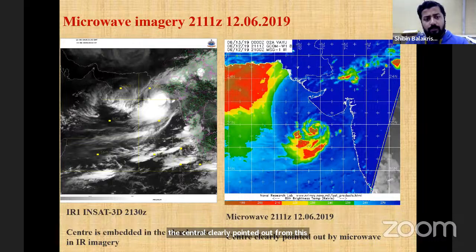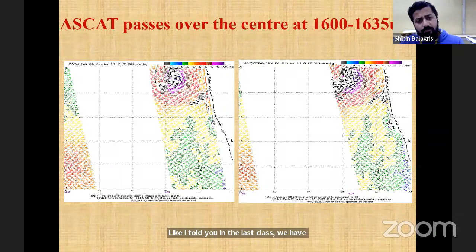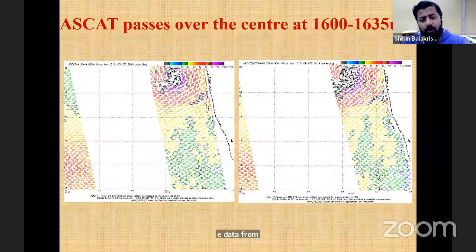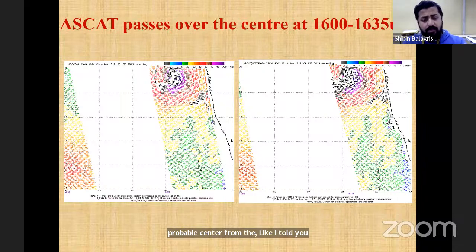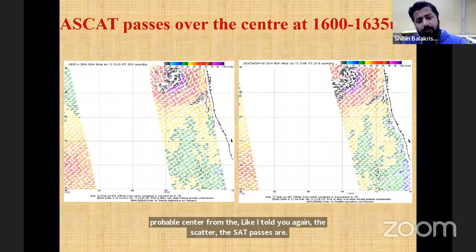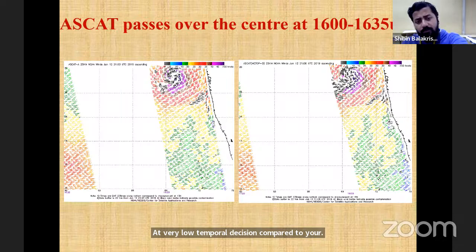satellite platform. Like I told you in the last class, we are using scatterometer data from ASCAT, and of late we are also using scatterometer data from ISRO, to get information about the center, with respect to the wind pattern, the circulation and the probable center from the scatterometer wind. Like I told you again, the scatterometer or ASCAT passes have a very low temporal resolution compared to your geostationary platform. Nevertheless, we get a very clear indication when we get this data over a particular center to identify the center of the system.